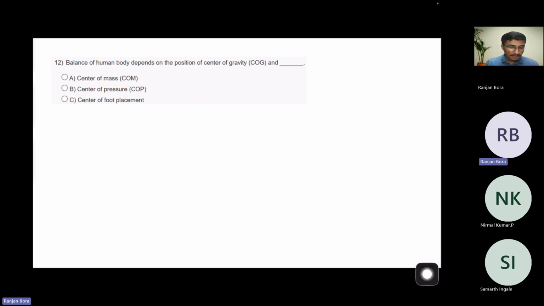The balance of human body depends on the position of center of gravity and, as we have seen just now, center of pressure.